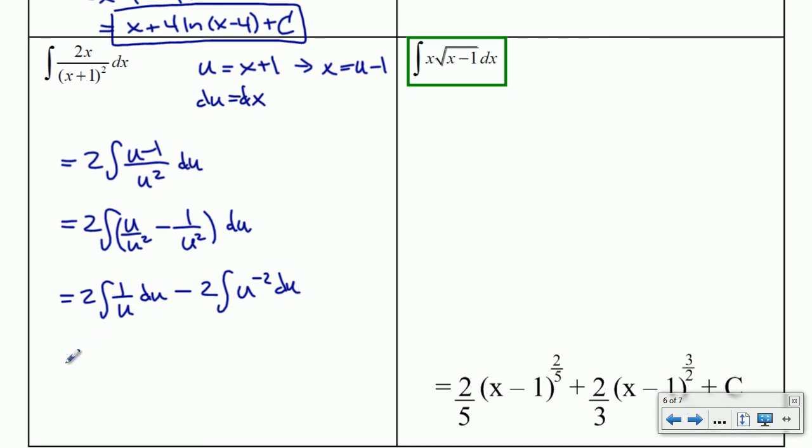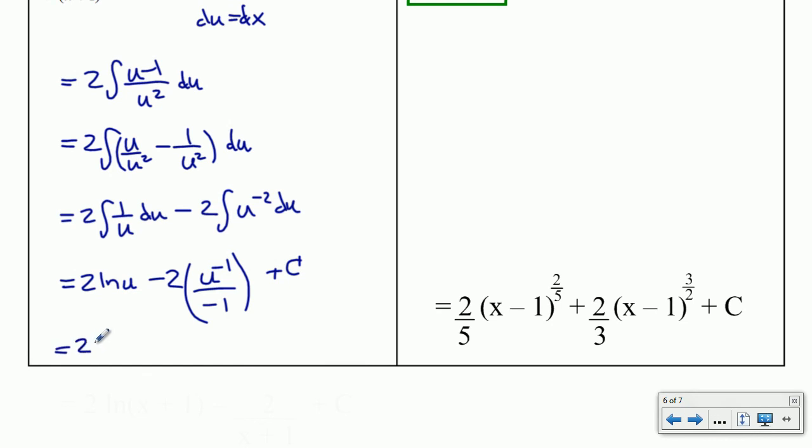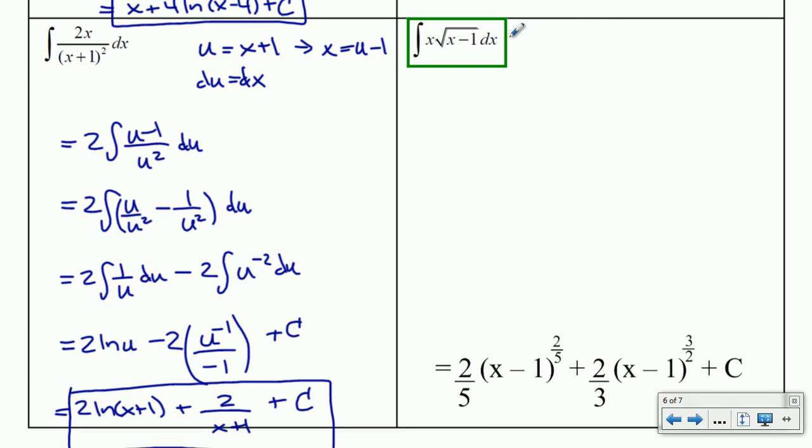So 1 over u integrates to ln of u, so 2 ln u. And then we would be subtracting 2, and for u to the minus 2, we would need to add 1 to the exponent here. So negative 2 plus 1 is negative 1. And we need to divide by that same number. So we would have u to the negative 1 divided by negative 1. And we need a constant in there as well. So I guess finally we would have 2 ln of x plus 1 plus 2 over x plus 1 plus c. So I'll leave this one for you to do as well.